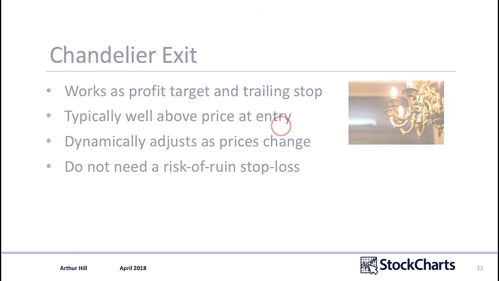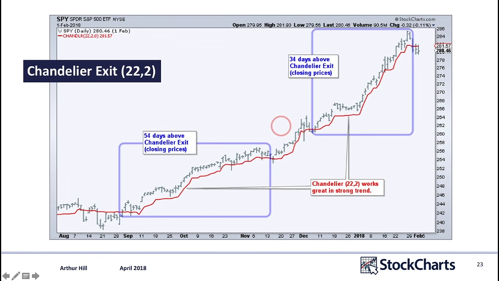So let's look in detail at how this Chandelier Exit works. So I've got a basic Chandelier Exit. This is 22 periods with 2 for the ATR multiple. And I'm going to go into detail on how the Chandelier is actually calculated, but for now, here is how Chandelier is typically thought of. It's typically thought of as a trailing stop. And it works beautifully as a trailing stop when you have a nice trend. And how often do we have a nice trend?